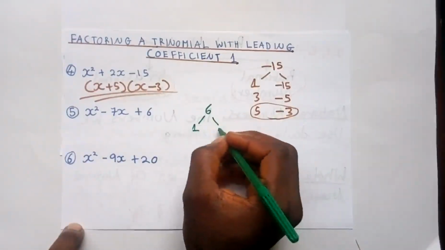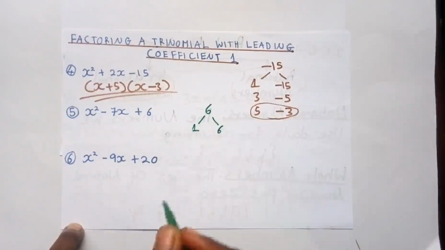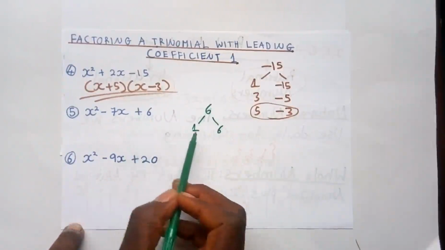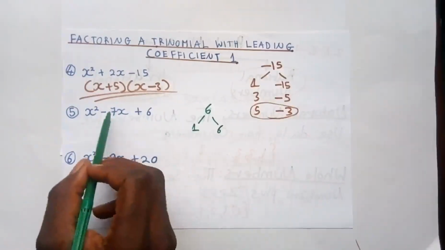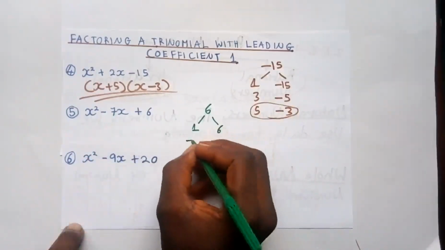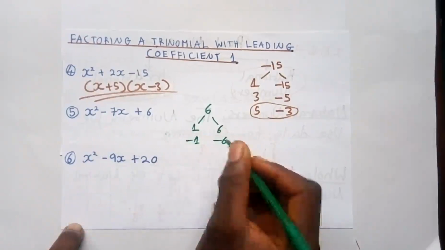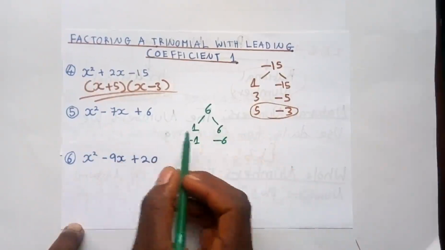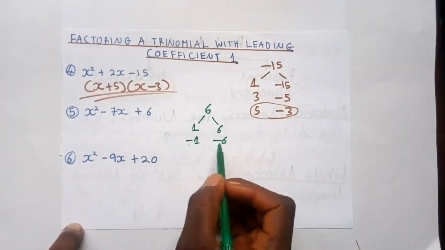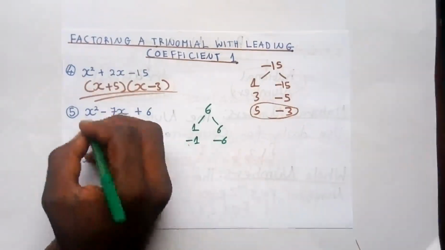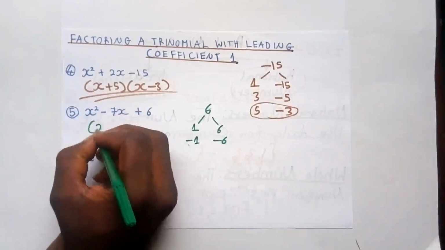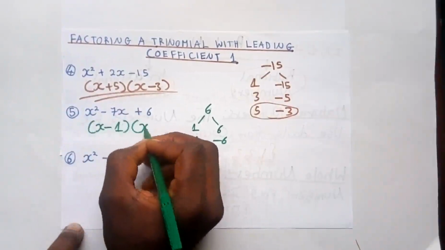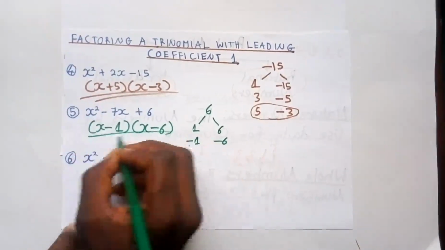So 6 divided by 1 gives us 6. 1 multiplied by 6 gives us 6, and 1 plus 6 gives us positive 7. So this can be minus 1 and minus 6, because minus 1 multiplied by minus 6 gives us positive 6, and minus 1 plus minus 6 gives us minus 7. So the answer to this question becomes x minus 1 and x minus 6.